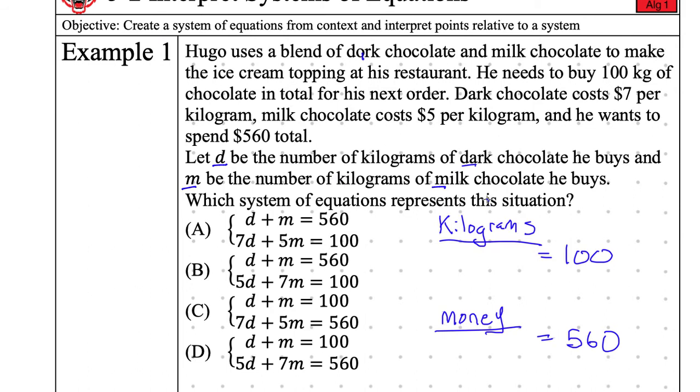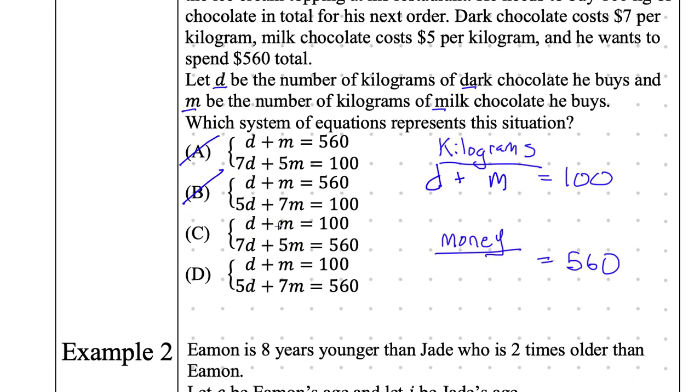So just using units of kilograms, since D is the number of kilograms, nothing is really added onto that. I'm just saying D is number of kilograms, M is number of kilograms, so I'm just saying D plus M. D plus M should equal 100 because kilograms plus kilograms should equal kilograms. So D plus M equals 100, so it's not A or B because it should be D plus M is equal to 100. So it's between C and D at this point.